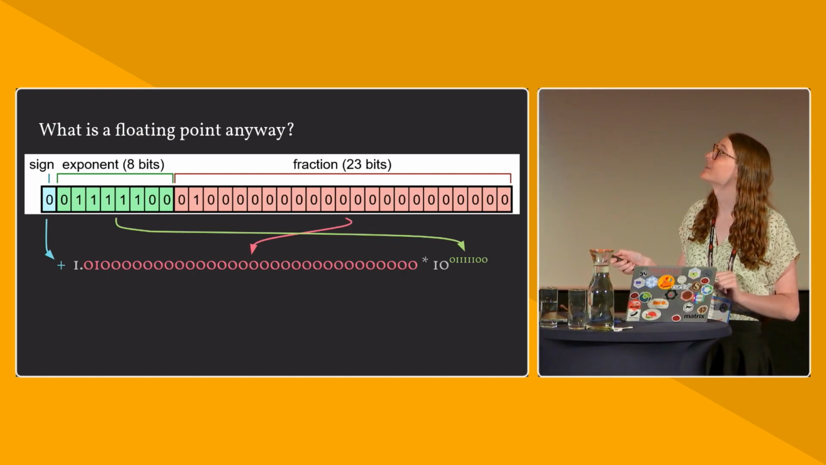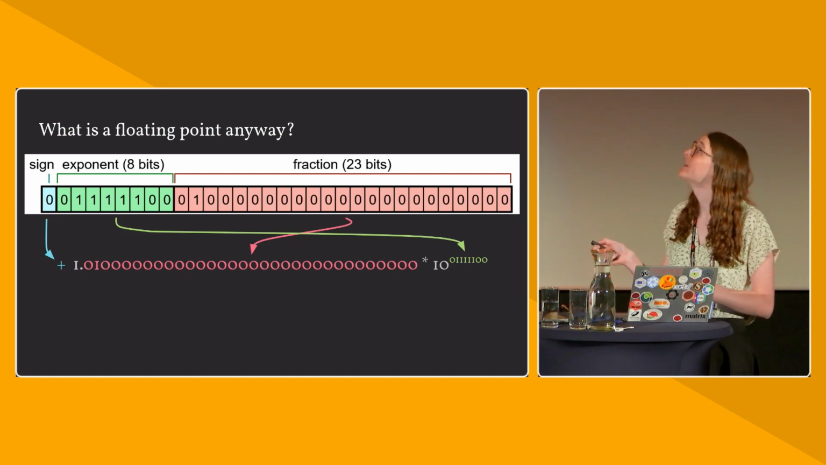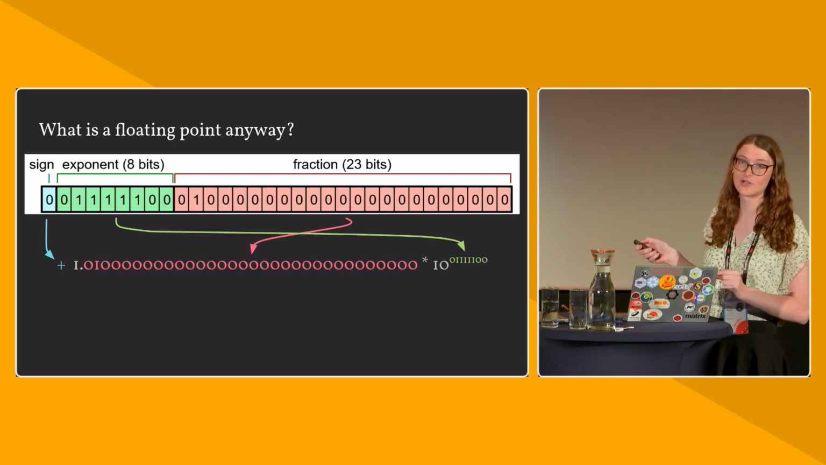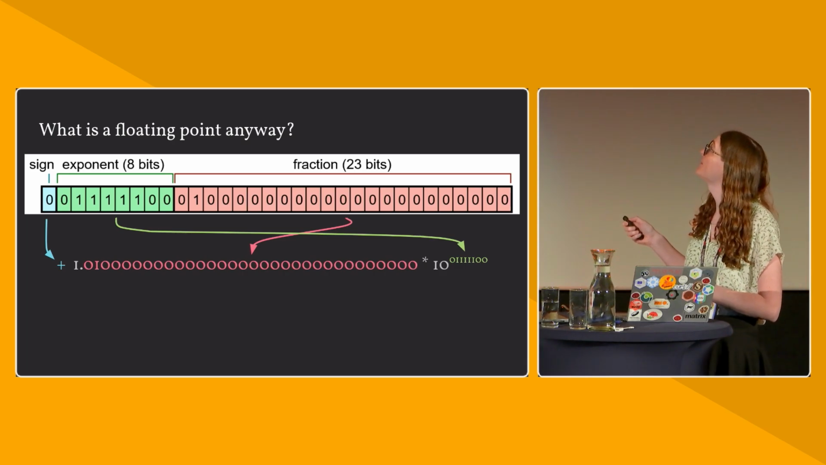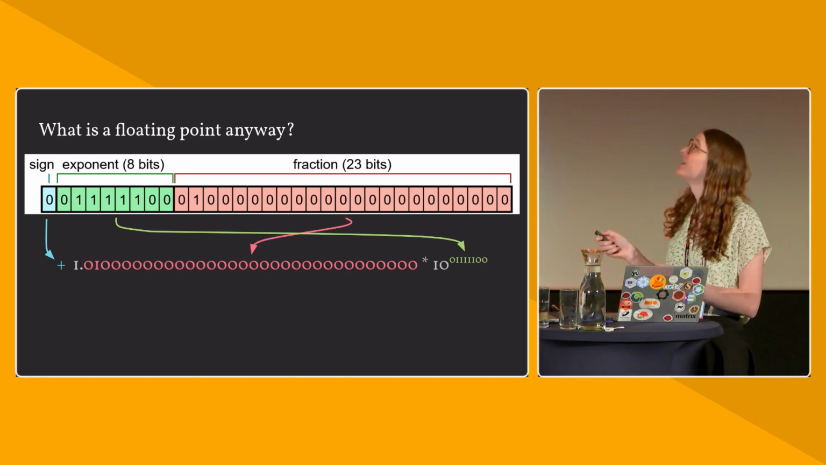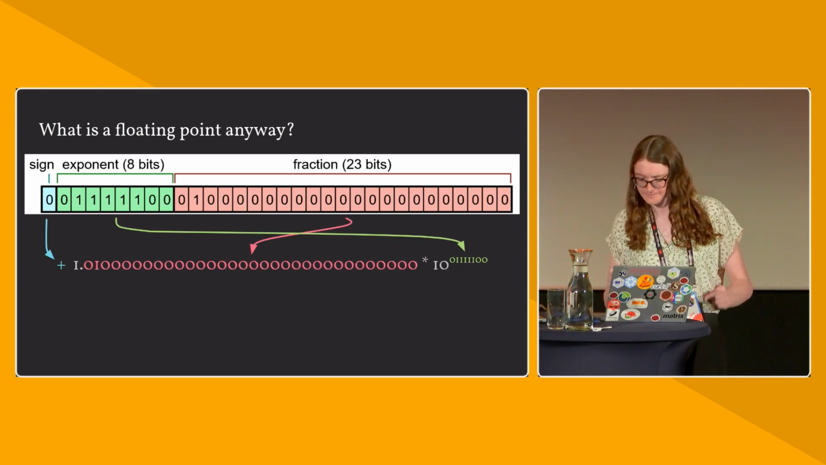The sign bit here is just indicating whether it's positive or negative. In this case, a sign of 0 indicates a positive number. Then we take the fractional portion and we say 1 point that fractional portion in binary. And then we multiply it by 10, but this is 10 base 2, so it's actually 2 in base 10. And we raise that to the power of the exponent, interpreted as a signed integer.